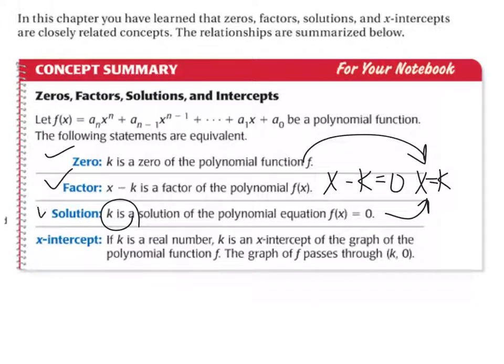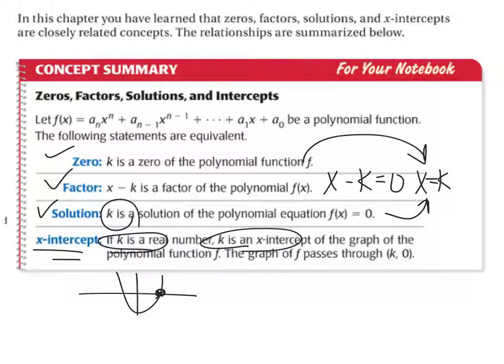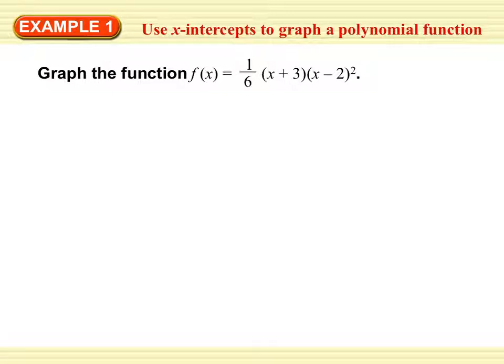So we have zero, factor, solution, and x-intercept. If k is a real number, k is an x-intercept because it crosses the x-axis. There's k and there's k. The graph passes through k comma 0 because y equals 0 at the zero or the solution. Okay, graph the function. Remember, these are the zeros. And we also learned that when it's a squared value, it just touches the x-axis at the zero. Okay, let's erase that and start over. That was just my little reminder for you.